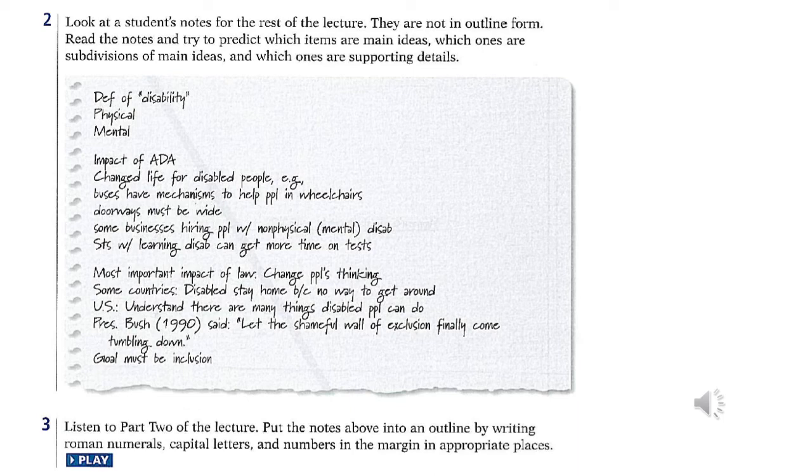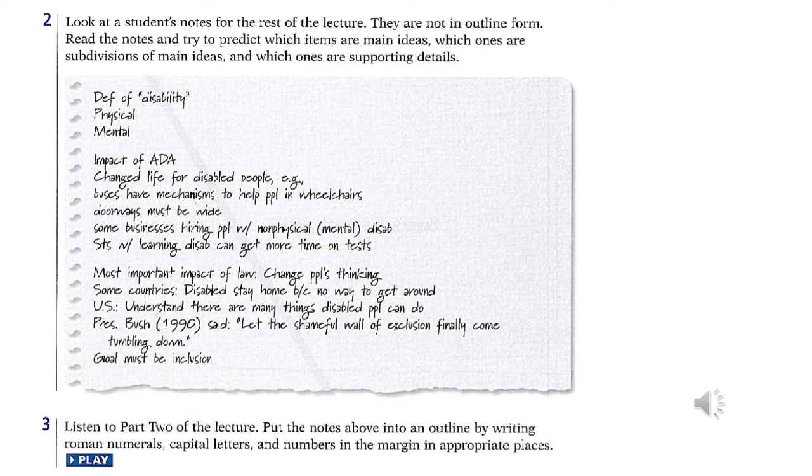By disability, we mean first any physical or mental condition that limits a person's ability to participate in a major life activity like walking, seeing, or hearing. The ADA also covers people who face discrimination because they have a serious illness like cancer, so both physical and mental disabilities. Let me describe the impact of the ADA.